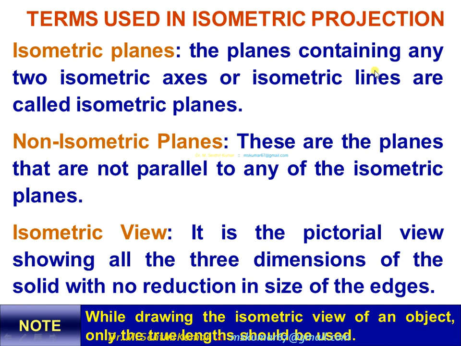Isometric planes: the planes containing any two isometric axes or isometric lines are called isometric planes. Non-isometric planes: these are planes that are not parallel to any of the isometric planes. Isometric view: it is a pictorial view showing all the three dimensions of the solid, with no reduction in size of the edges.